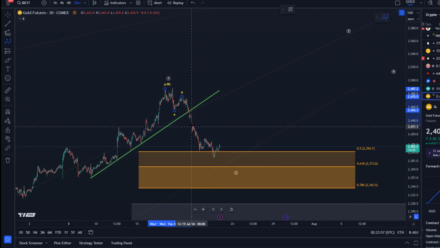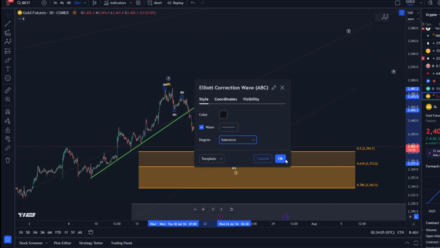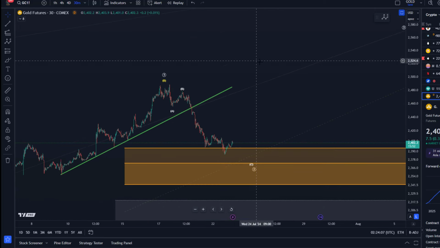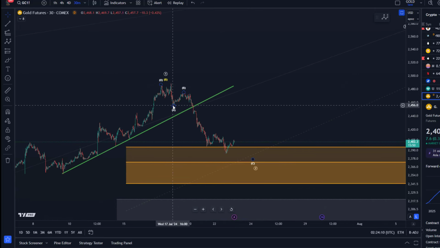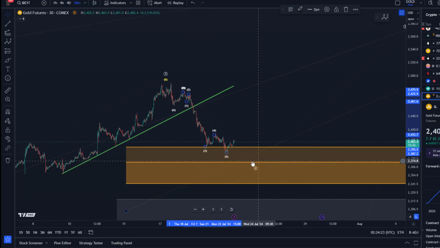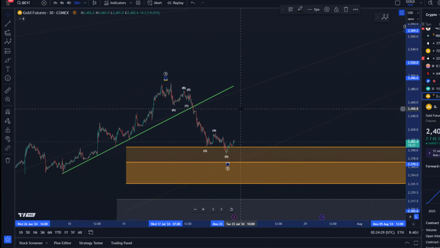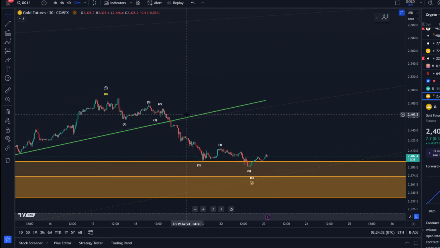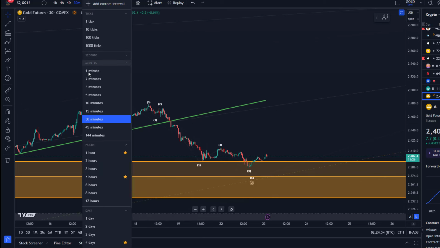So A, B, C. It might look visually like a 5-wave move down, but I can easily call it a 3-wave move in A, B, and then 1, 2, 3, 4. It's possible that we have the low actually in. It is possible the low is already in. Let's go to the 15-minute chart.